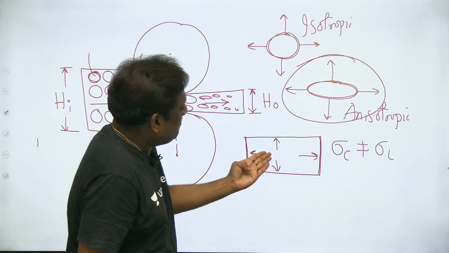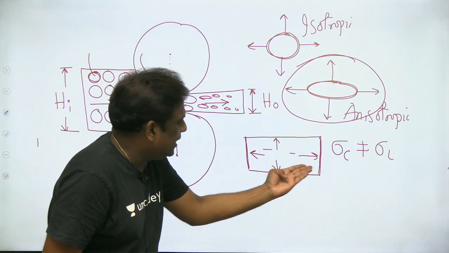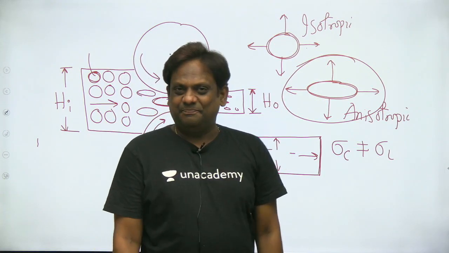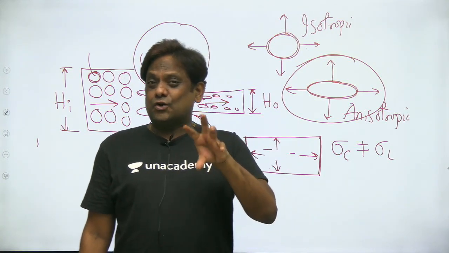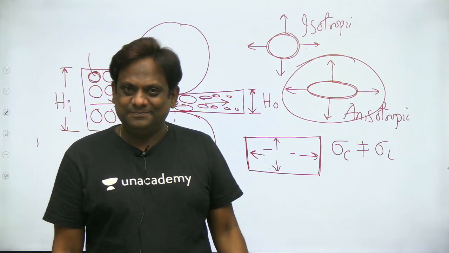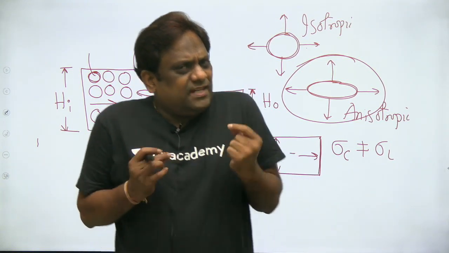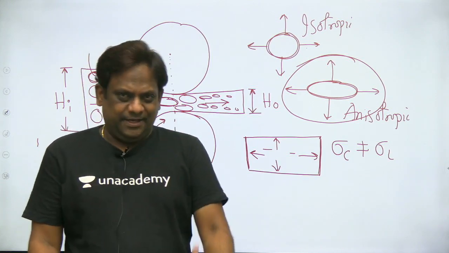So you don't necessarily need the same properties. There is no need of having the same properties in all directions. Yes, you can have different properties. So anisotropy can be obtained by this rolling. Excellent, my dear students. Now we'll see the basics of rolling.